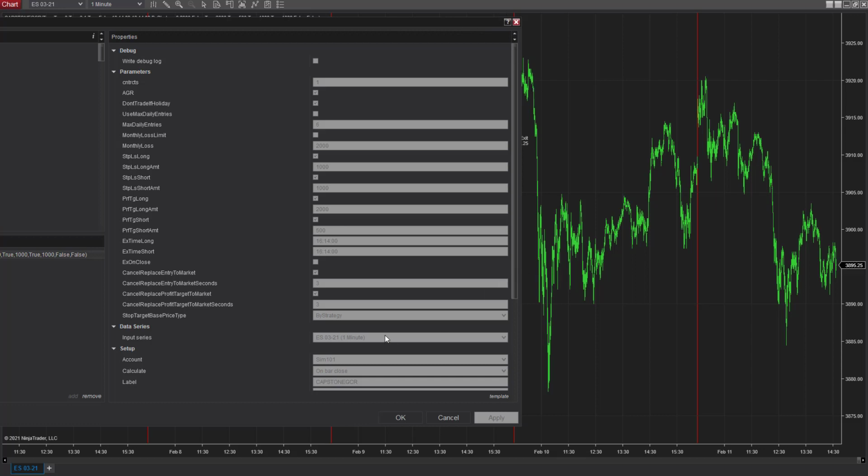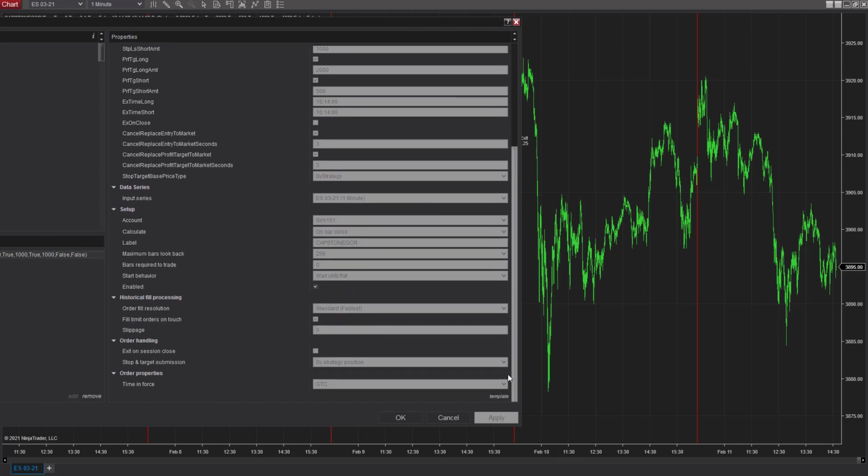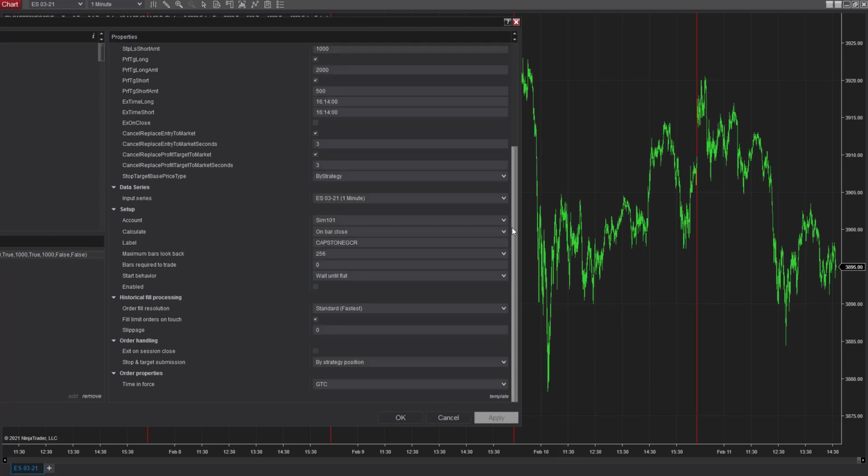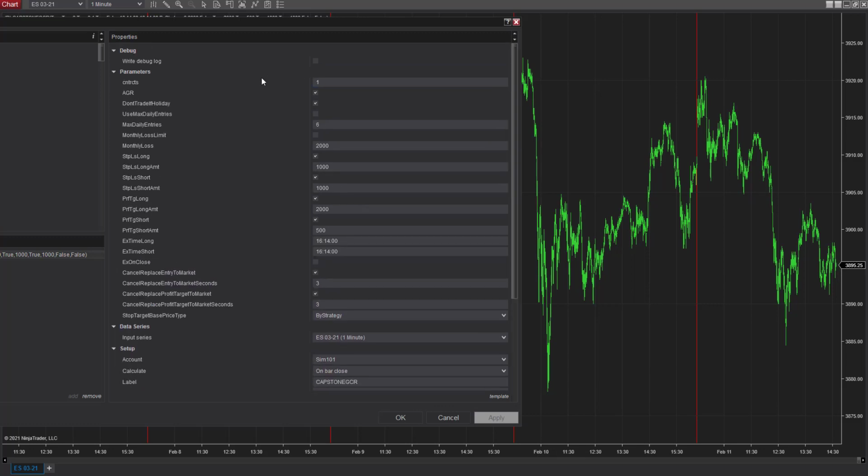You can set your computer to your time zone. I'm going to disable it so you can see these better. So I'm going to uncheck the enabled, select the apply. You can see it easier. You go in here, contracts, one contract. You can change it to a more conservative version by unchecking AGR, which is aggressive.